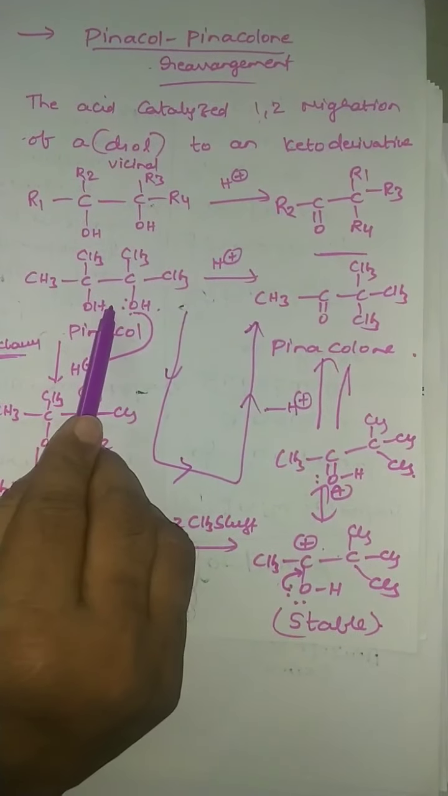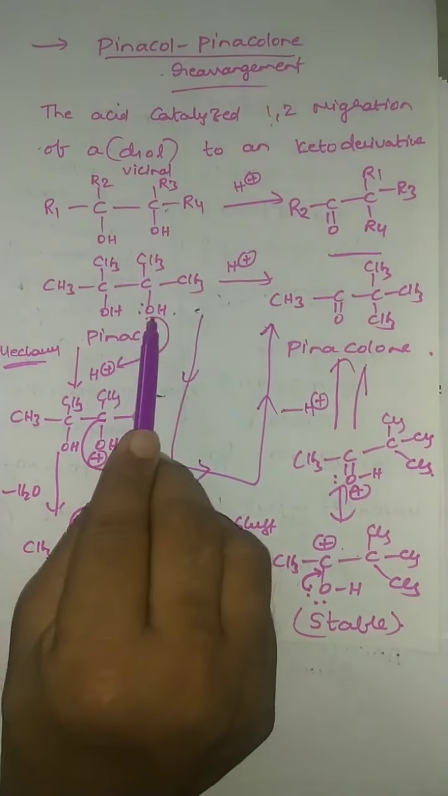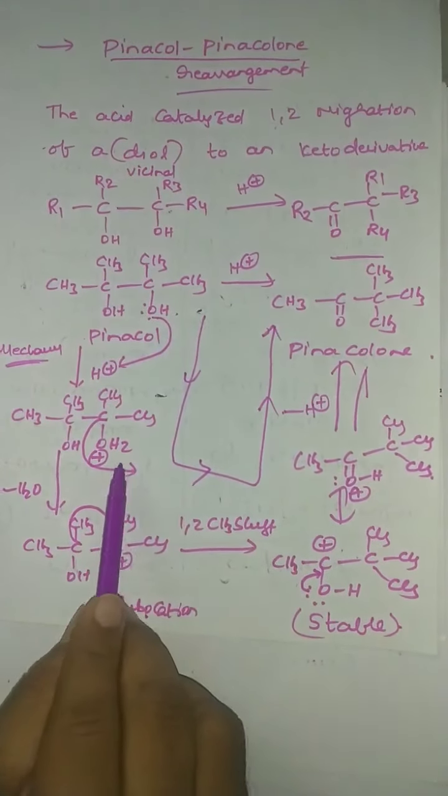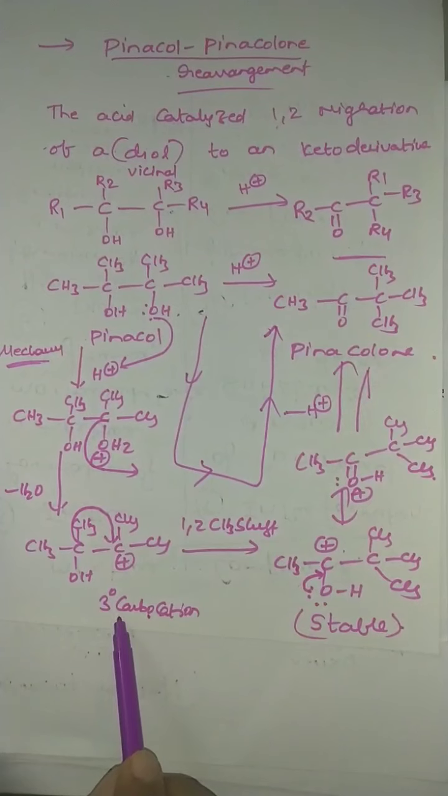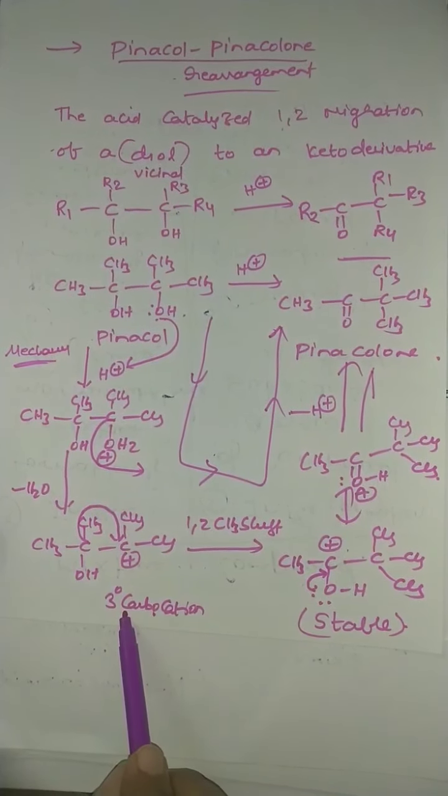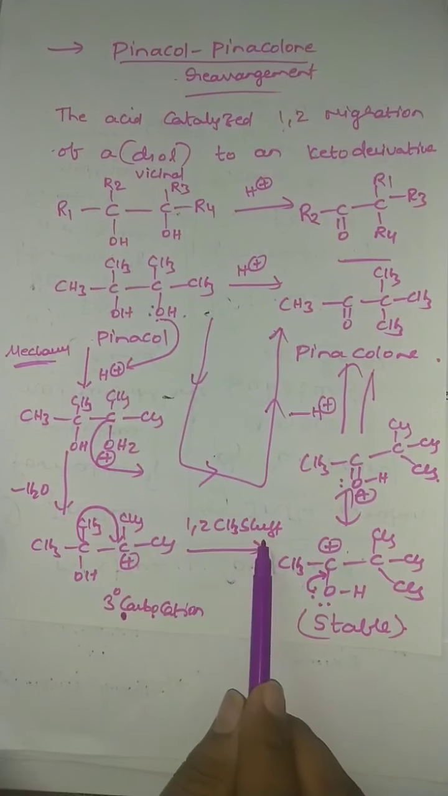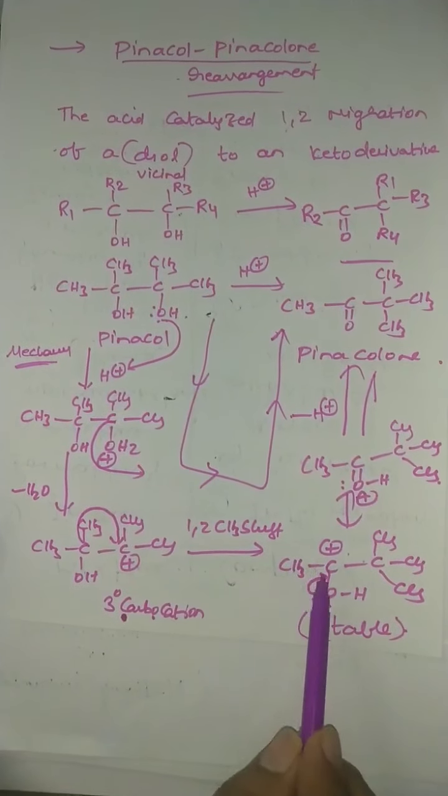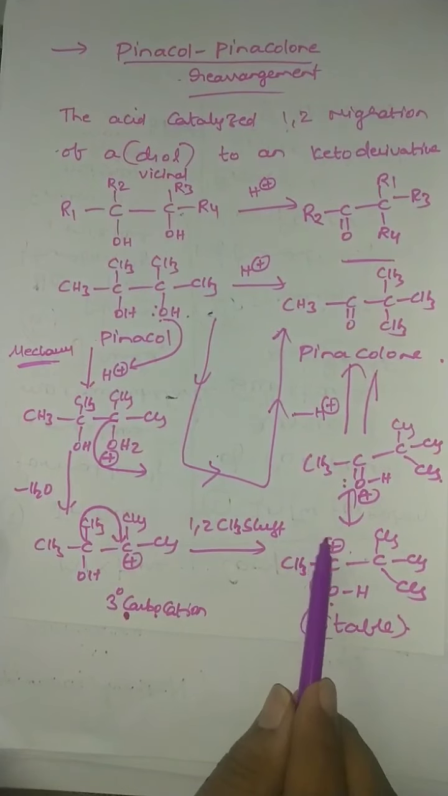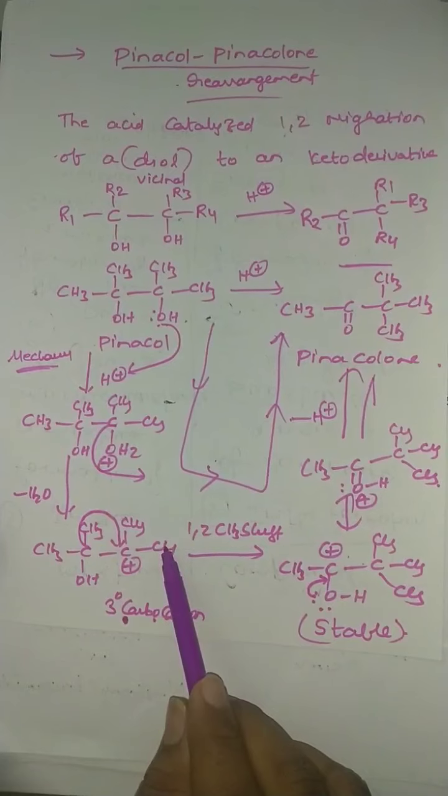See, first pinacol, protonation, OH2+ you got, it's a good leaving group. OH is a poor leaving group. Due to acidification, protonation, OH turns into OH2+, a good leaving group, and a tertiary carbocation is generated. So we have to check whether there is any possibility of formation of a more stable carbocation than this. Yes, due to the 1,2 methyl shift, you have got a more stable carbocation. Here the lone pair present on oxygen is in resonance with this positive charge. So delocalization takes place here. That's why this carbocation is more stable than the tertiary carbocation.